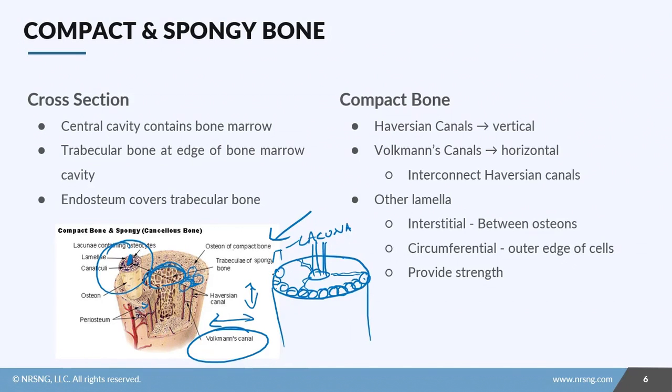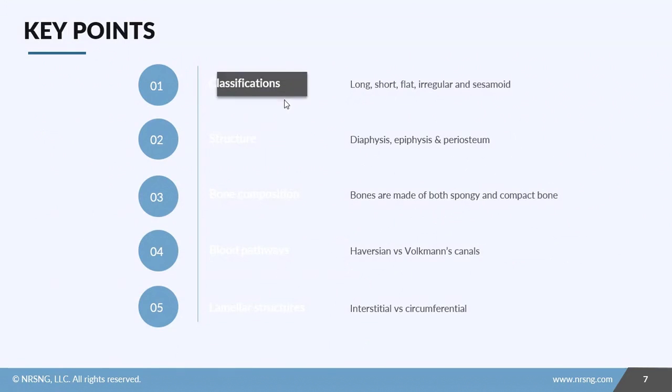And then on the outer edge, you have this circumferential lamella. So over here, these are all circular cells. Well, you've got to have something to fill those gaps as well. That's your circumferential lamella. The point of these types of lamella is that they provide strength throughout the bone, and they help to reinforce the bone itself and provide that strength and structure.